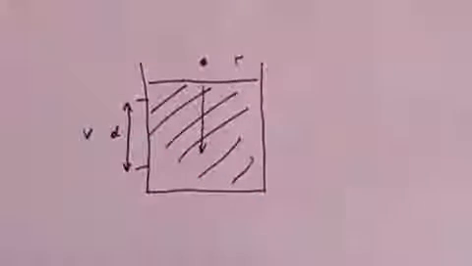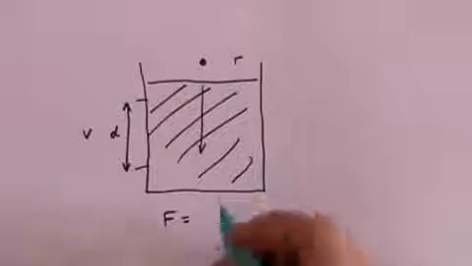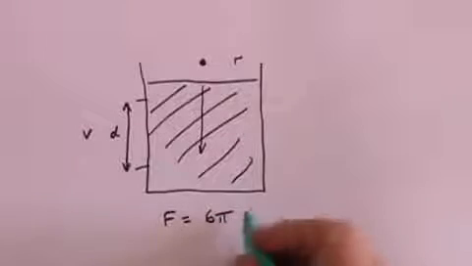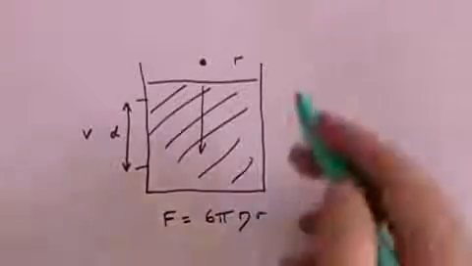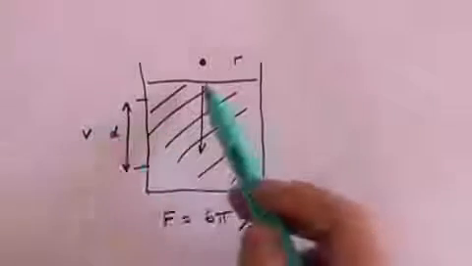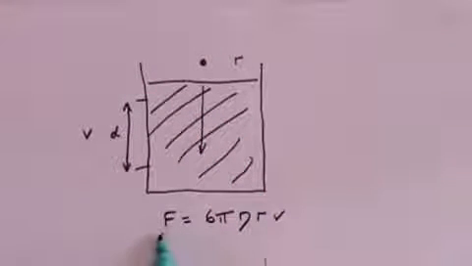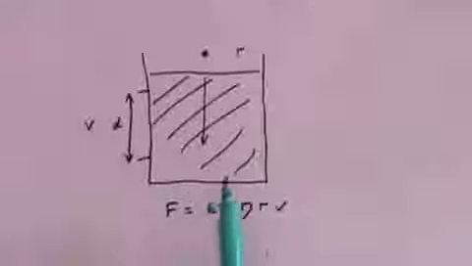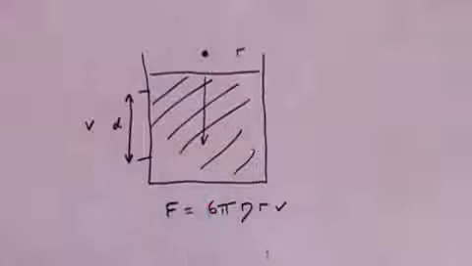And if we time it, we shall be able to deduce its velocity because we know the distance and we know the time. And Stokes said that the force is equal to 6 pi times eta, which is the viscosity of the fluid, times r, which is the radius of the ball bearing, times v, which is the velocity of the ball bearing as it goes through the fluid. The force is known as the viscous drag. It's essentially the degree of resistance that the fluid puts on the object that is trying to travel through it.